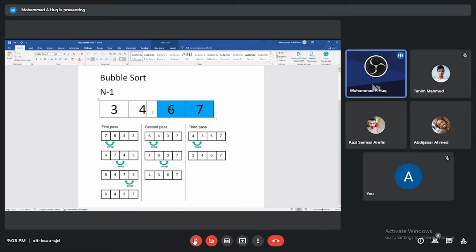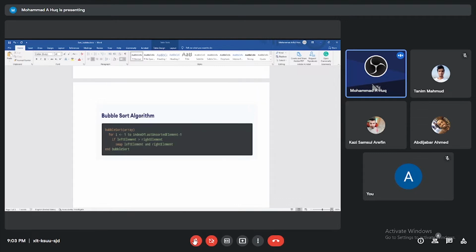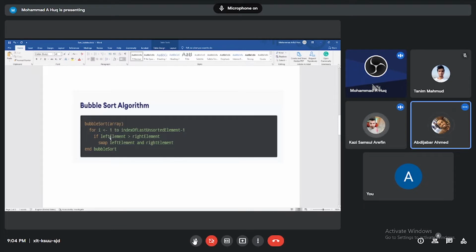Okay, this has been our job, it is done. You just see the algorithm. It's very important that it's a very simple algorithm, and you see that it's looking a bit hard. For I equal to 1 to index of last unsorted element minus 1, I really don't know why they have taken that. We will simply write for I equal to n minus 1. Okay, n minus 1 comparisons. You already saw that, yes? If the left element is greater than the right element, swap them, and end bubble sort.